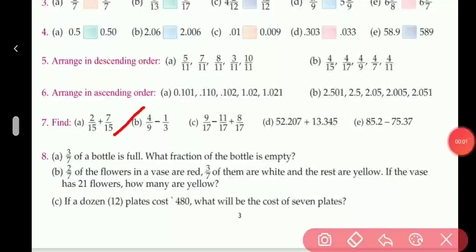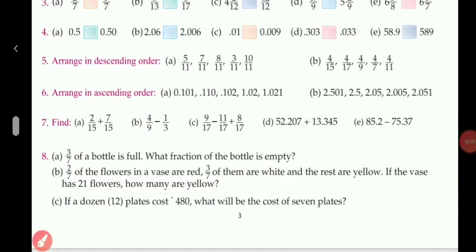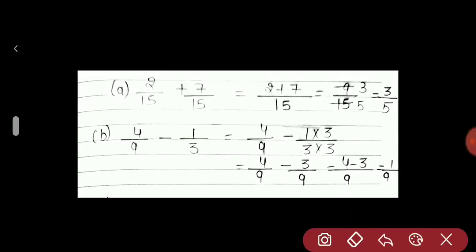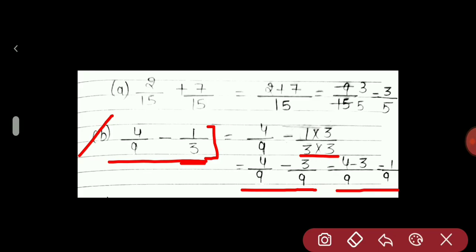B part, 4 upon 9 minus 1 upon 3. Look at the solution here. Because they are not like fractions, first we have to convert them into like fractions. So to make it 9, 3 will be multiplied by 3. 4 upon 9 minus 1 upon 3. On both the sides it will be multiplied by 3. 1 into 3 and 3 into 3. So 4 upon 9 minus 3 upon 9. Now we can easily subtract them. 4 minus 3 upon 9 equals 1 upon 9.